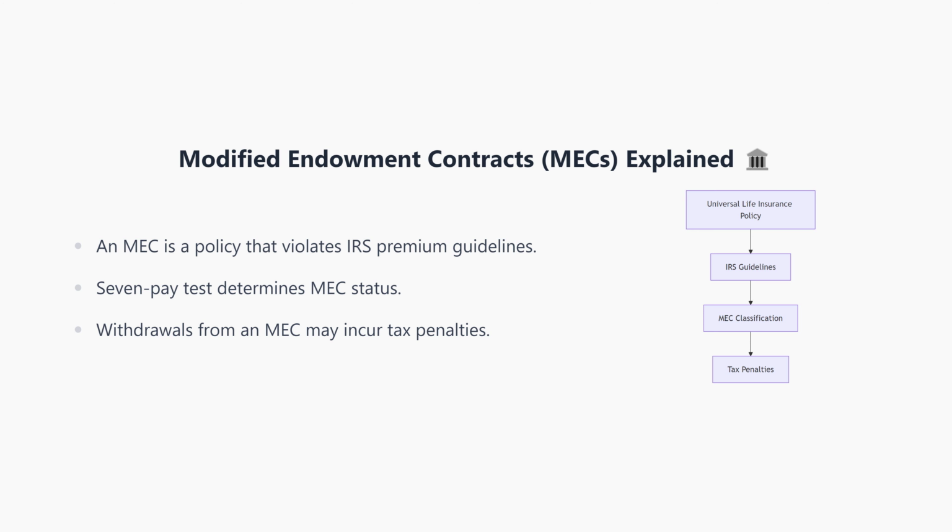Modified endowment contracts, or MECs, occur when a policy breaches certain IRS guidelines regarding premium payments. To determine if a policy is an MEC, the IRS applies what's known as the 7-pay test. This involves checking if 7 times the net amount of premiums paid within the first 7 years equals or exceeds the policy's cash value at the end of its 7th year. If it does, then the policy is classed as an MEC, which could lead to penalties on withdrawals.